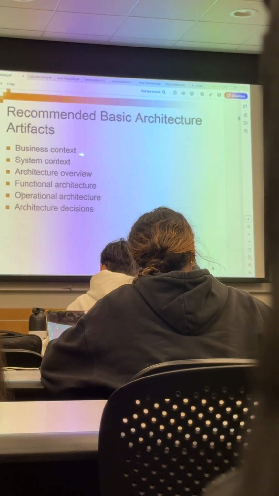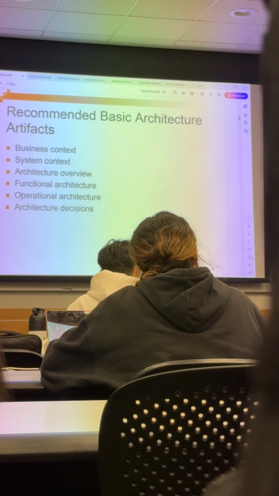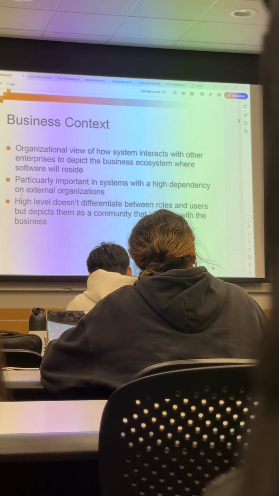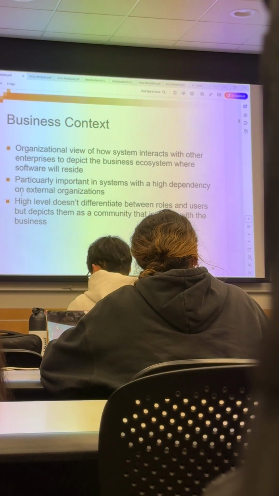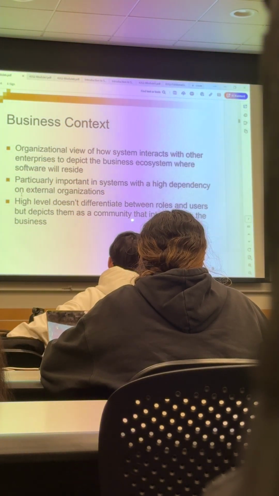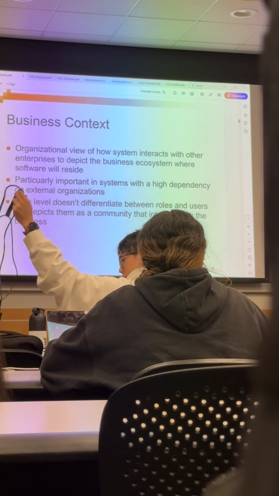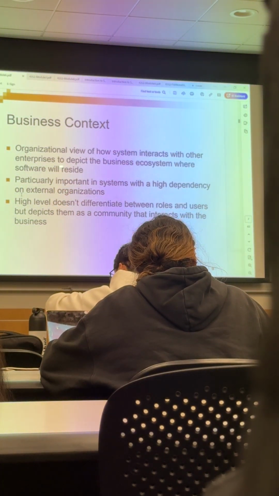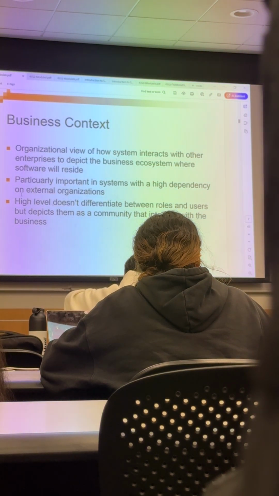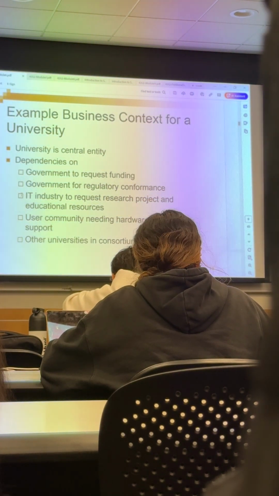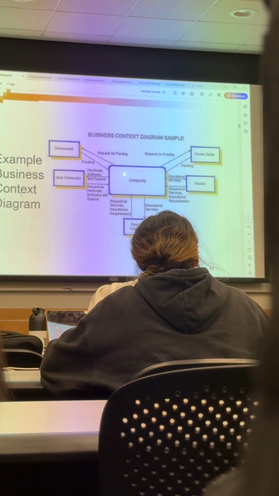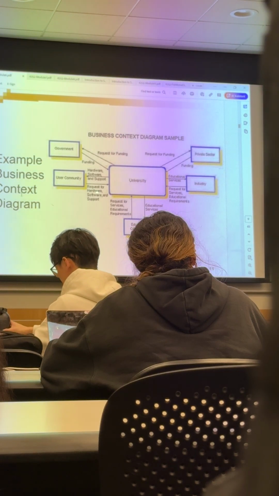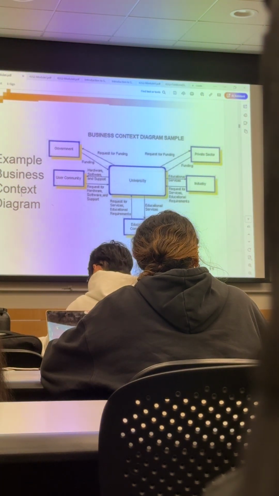Then we looked at different artifacts. Different artifacts convey different meaning of the system. So let's start with the business context. Business context is the residing of your system in the business ecosystem. So how does your system interact with other businesses and enterprises where this software will reside? So this shows a community, like this. If it is a university, obviously you're showing interactions or connections with the other businesses within the business context. That's what it provides.